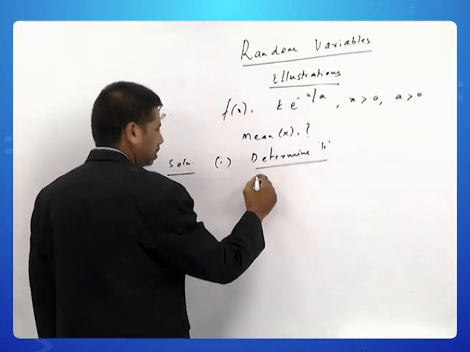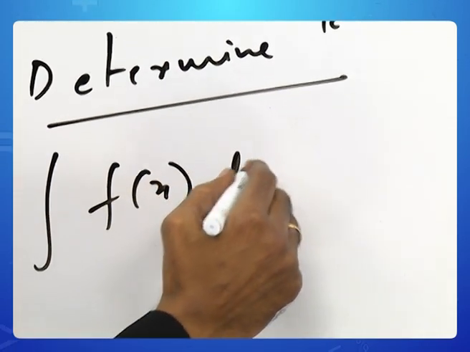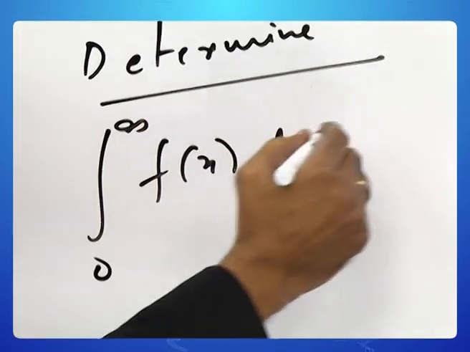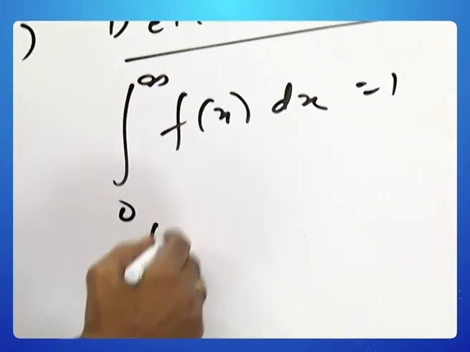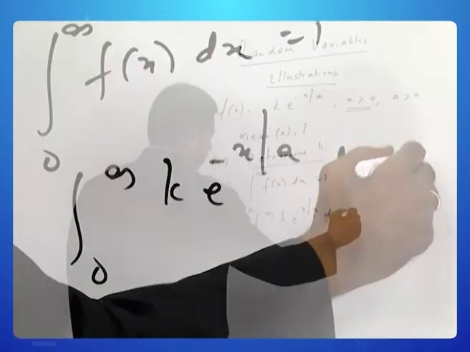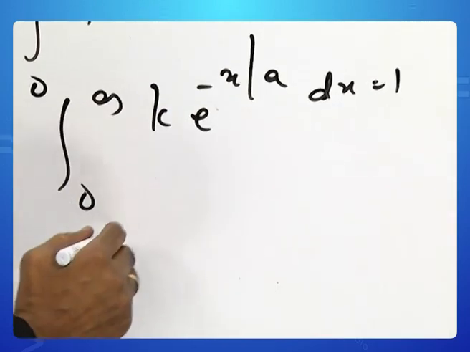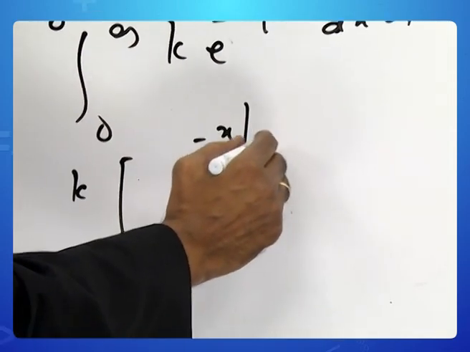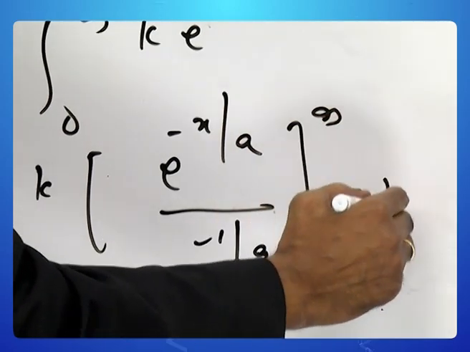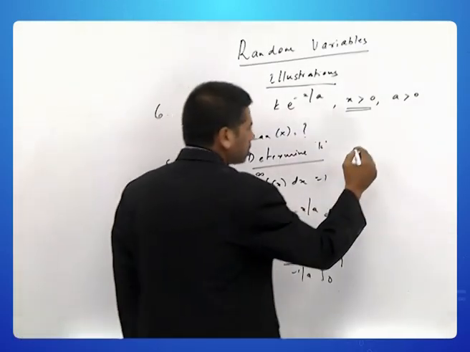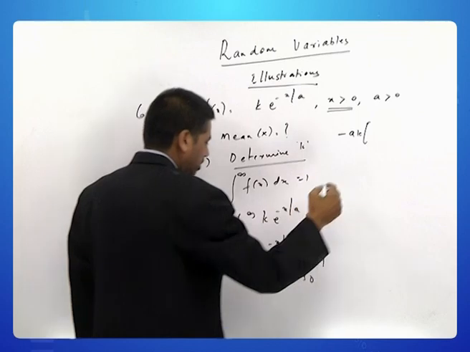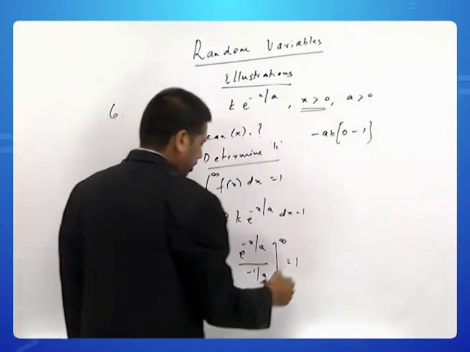How do you do that? You integrate the density function. Observe this carefully. You have to integrate from 0 to infinity. So this is nothing but the integral from 0 to infinity of k e power minus x by a dx is equal to 1. So k times e power minus x by a divided by minus 1 by a, from 0 to infinity, is equal to 1. That means minus ak times (e power minus infinity, which is 0, minus e power 0, which is 1).